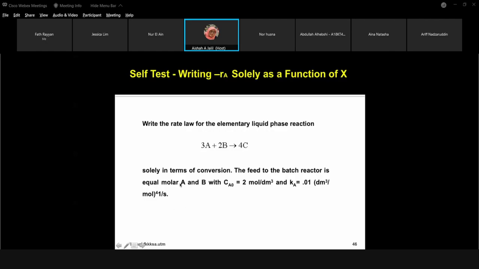Because we see, lower stoichiometry. Here you see, this is also a very important message: equal molar A and B. So they put at the beginning equal molar for A and B, but the stoichiometry for A and B is 3 and 2.